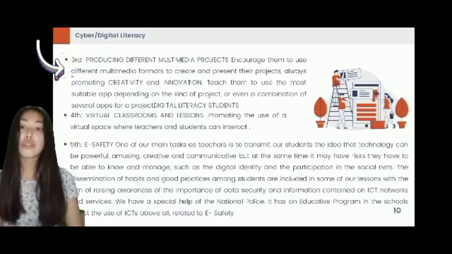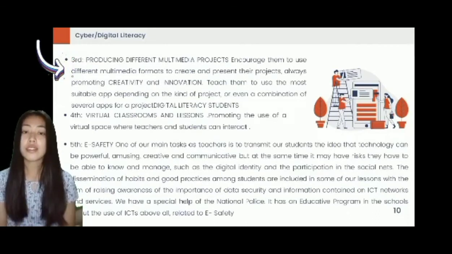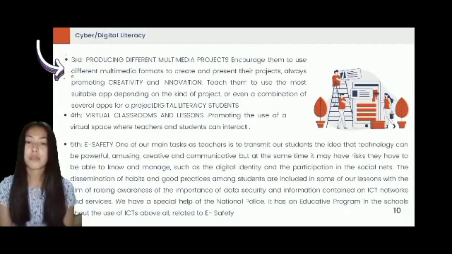Teach them to use the most suitable app depending on the kind of project, or even a combination of several apps for a project. Digital literacy student. So as a student or even as a teacher, this practice will teach us to use an app that is suitable to our chosen project or even chosen presentation.